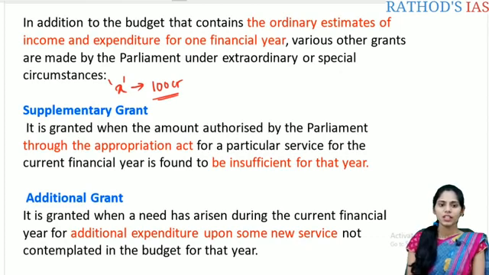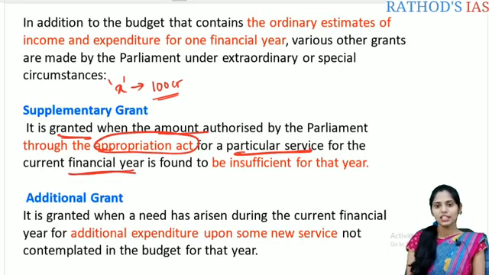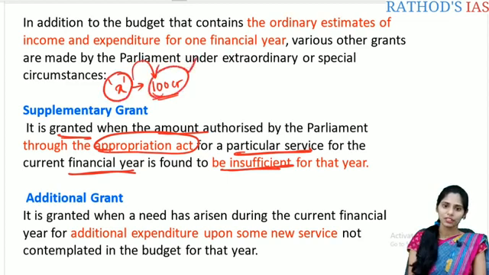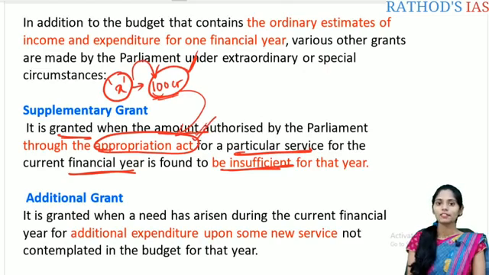This supplementary grant is granted when the amount authorized by the Parliament through the Appropriation Act for a particular service for the current financial year is found to be insufficient for that year. For scheme X, 100 crore rupees were allocated, but the government realized that this fund is insufficient. So it passes this appropriation bill in the Parliament and gets the extra funds from the Consolidated Fund of India. This type of grant is called a supplementary grant. I hope it is clear now.